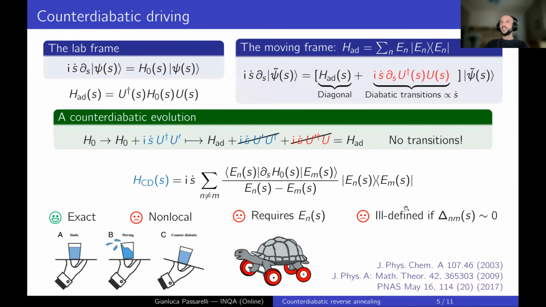And it is ill-defined around quantum critical points, where these denominators can go to zero, and so the norm of the counterdiabatic operator can go to infinity. So for all these reasons, in this paper here, Sels and Polkovnikov proposed a different strategy to build approximate counterdiabatic operators that work well for many-body quantum systems and which do not suffer from these limitations.